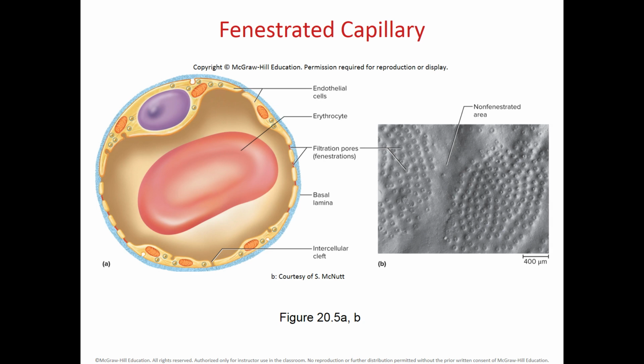This is a cross section and an electron micrograph of the fenestrated capillaries. The fenestrated capillaries have endothelial cells as well, but within these endothelial cells you have these fenestrations or pores. And if you look at this electron micrograph, you can see these little pores or fenestrations.